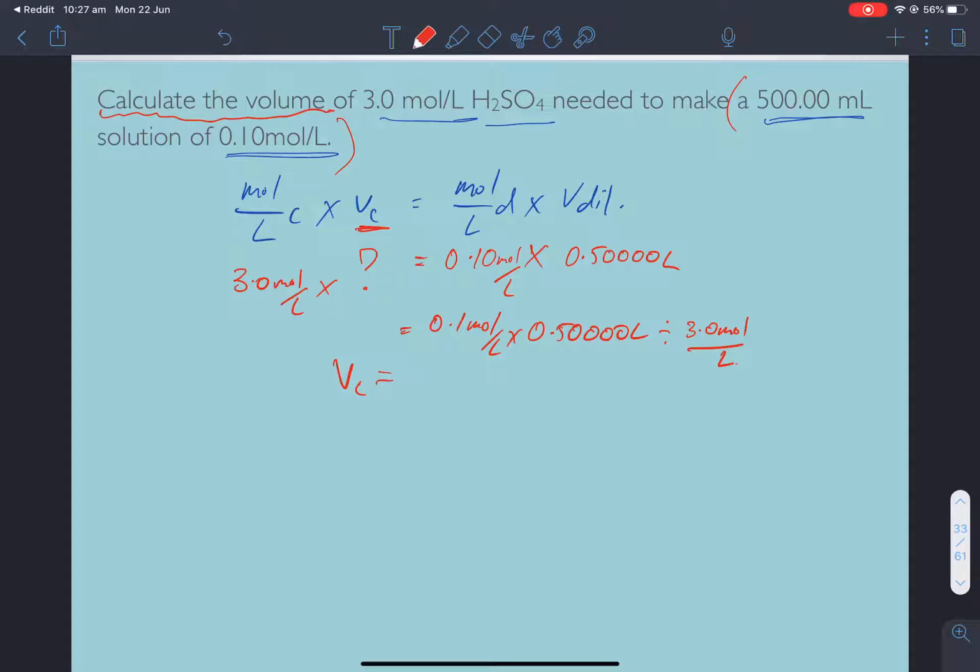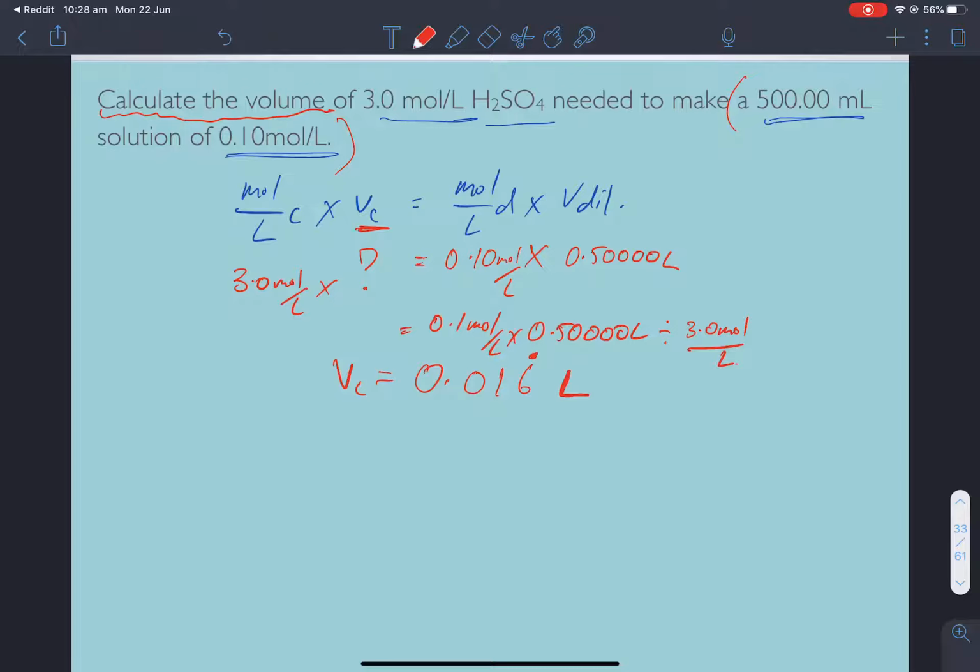Where's my calculator? Here we go. So we need to go 0.1 moles per liter times the 0.5 and divided by the 3, and my calculator spits back at me 0.016 repeating. What's the units? Moles per liter times liter, liters.